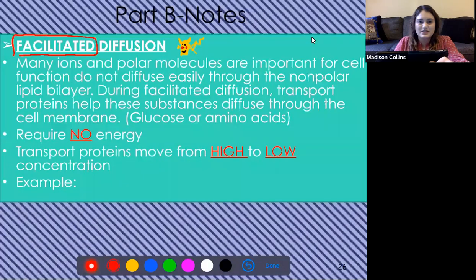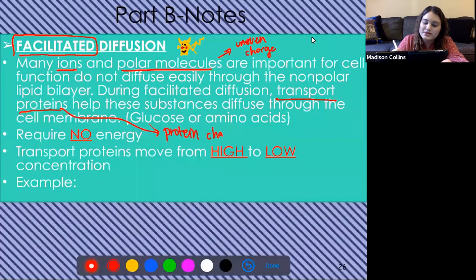So with facilitated diffusion, ions and polar molecules, which means that there's an uneven charge, so it's going to be pretty strongly charged, they're still important for our cell function. We still need them, even though they can't diffuse through the lipid bilayer. So what has to happen here with facilitated diffusion is transport proteins have to come to the rescue. These transport proteins, like our protein channels, are going to help these ions and polar molecules cross. So they are what help these molecules diffuse through the membrane.